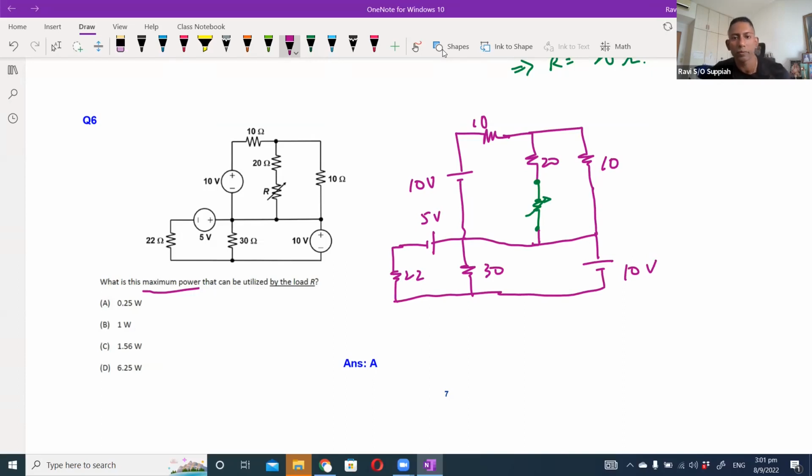Okay, so we have this circuit. What we need to do in this case is remove the R, correct? Because that is the load. And we need to find the Thevenin's equivalent. The first thing is, we can do either one. So let's say I take VTH. VTH is the open circuit voltage, correct?